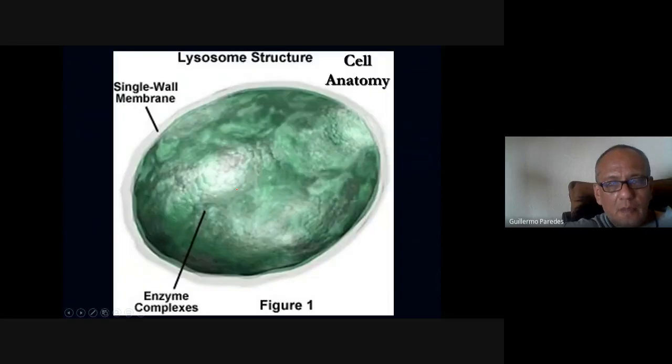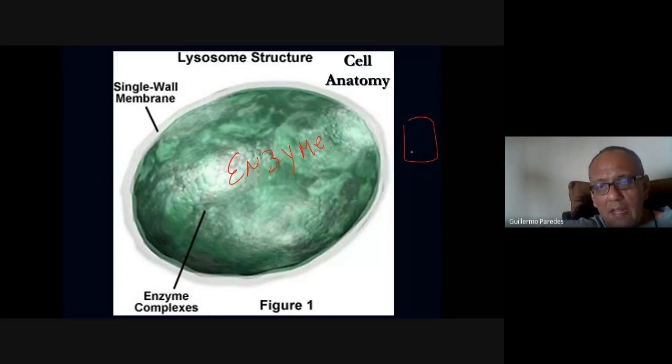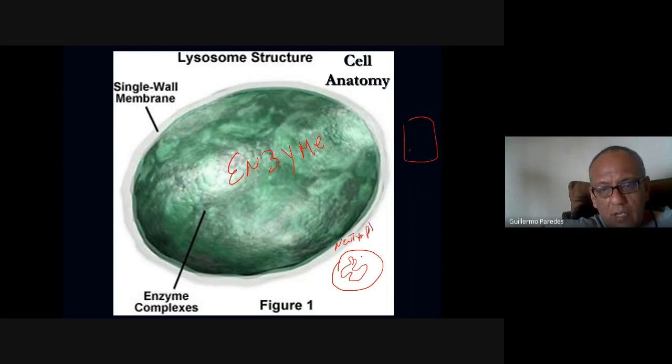Okay? We have the lysosomes. The lysosomes are small organelles located in the cytoplasm of the cell, and they have enzymes. When you have a cell here, for example, let's make it the neutrophil. Neutrophil is a round cell. This is the neutrophil. The neutrophil is going to have granules. Those are actually enzymes, which are lysosomes.